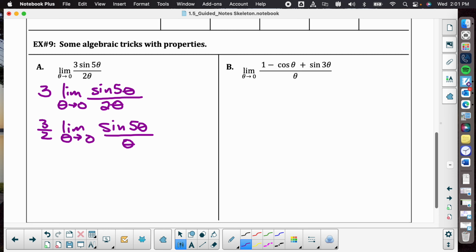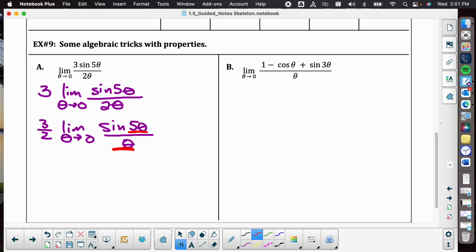You can change the number on the bottom because it's not part of trig. It's just a number that's there. So what we're going to do, our special trig limit only works if this number and this number are the same. So how can I make them the same?